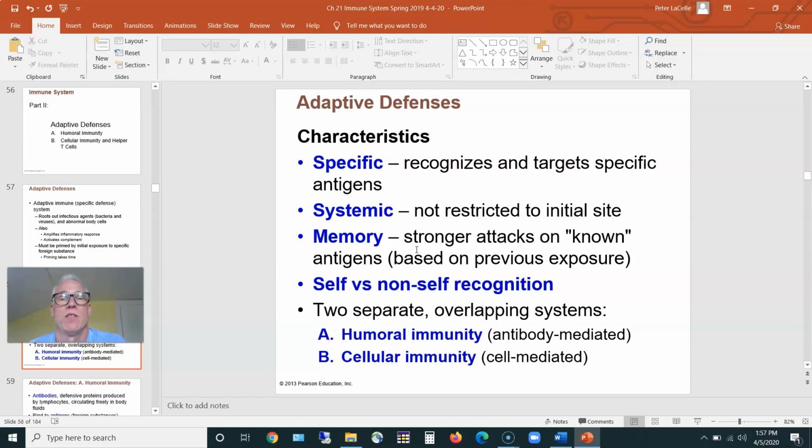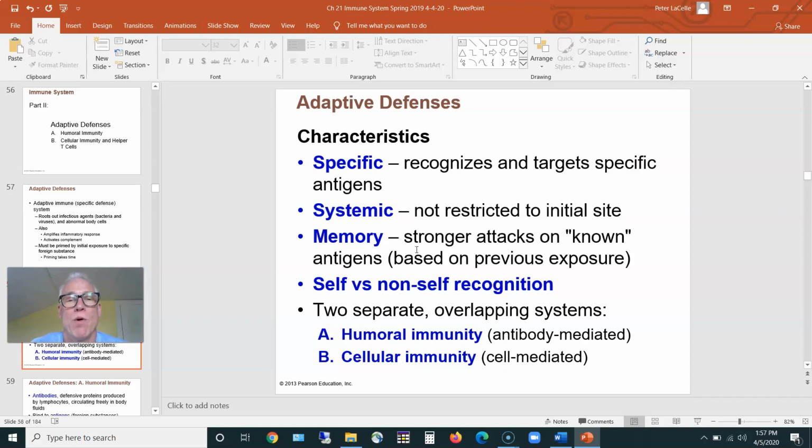The adaptive defenses are systemic. Instead of being like a place where there's been tissue injury and bacteria have gotten into the body and inflammation starts and white blood cells come to fight the infection, this is systemic. The actors and effectors of the adaptive defenses can go pretty much anywhere in the body. Not entirely, but we'll talk about that.